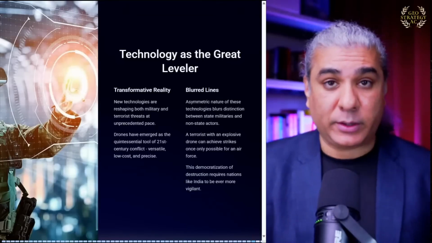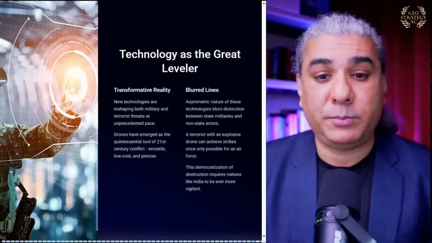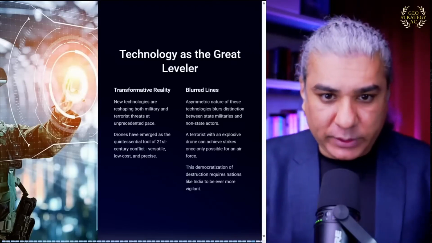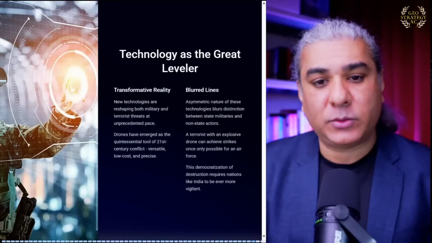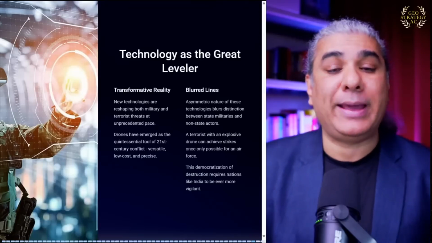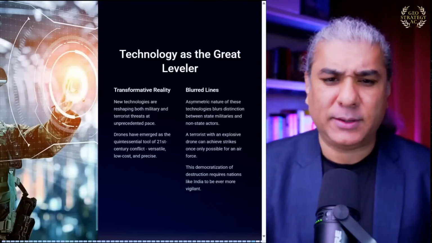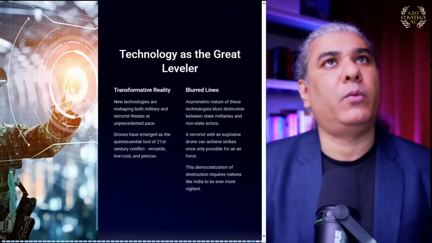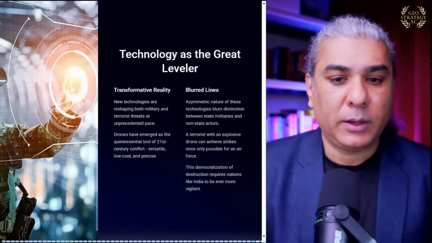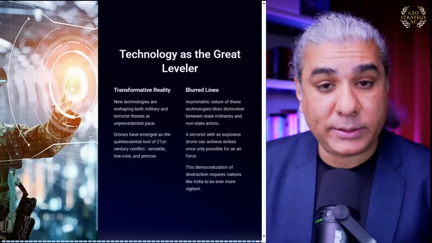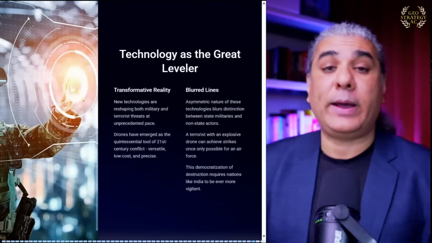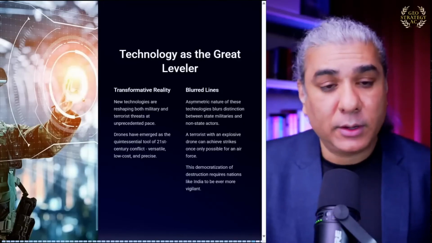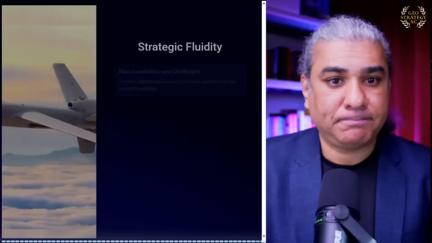That's why it's asymmetric. The asymmetric nature of this technology blurs the distinction between state militaries and non-state actors, which is terrorists. So a terrorist with an explosive drone can achieve strikes once only possible for an air force. Imagine that. One terrorist with an explosive drone can achieve what only an air force could achieve before. Right? This is the sad democratization of destruction. And it requires nations, especially nations like India, who have so many adversaries, to be even more vigilant.